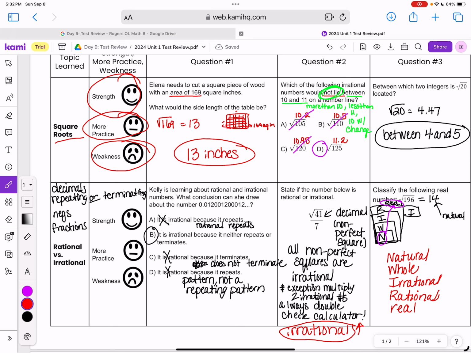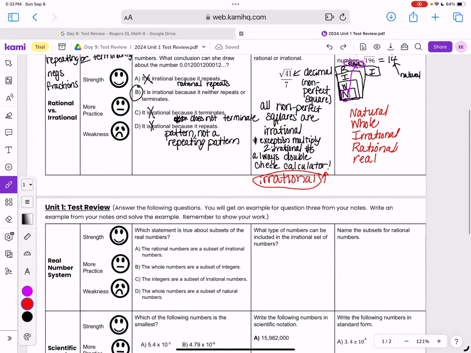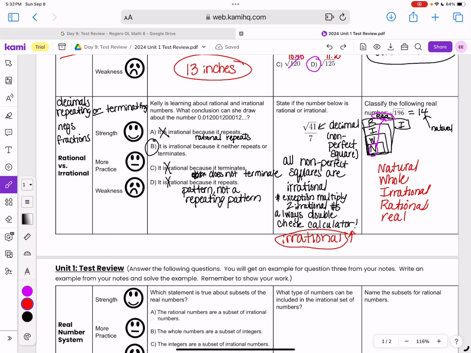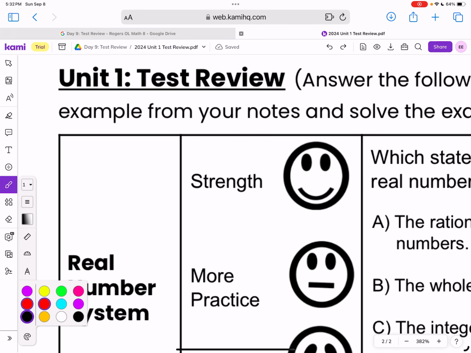Let's take a look at the real number system over here. We're going to think of this as we move forward. We have natural, and then whole, and then integers, rational, and then real.